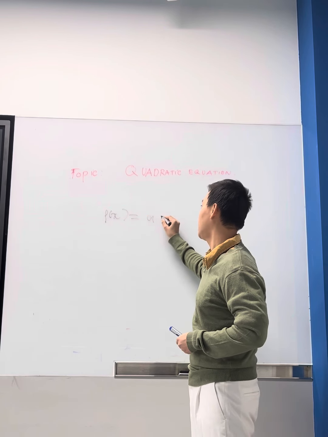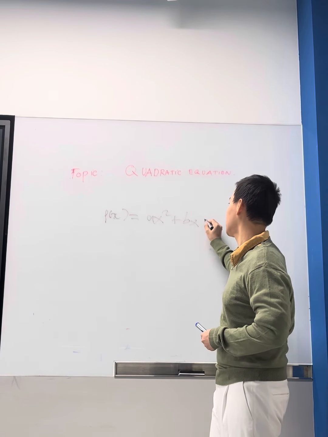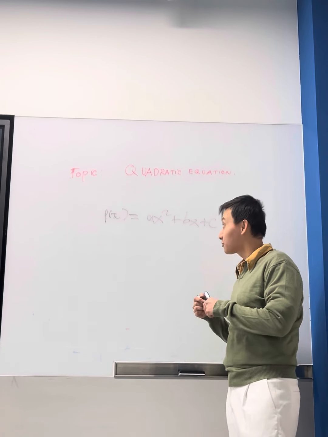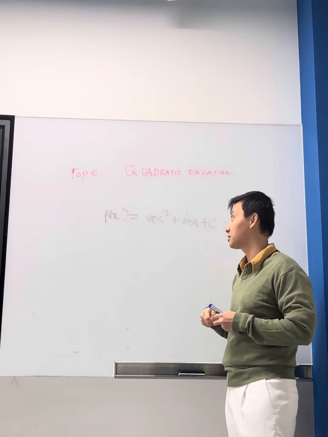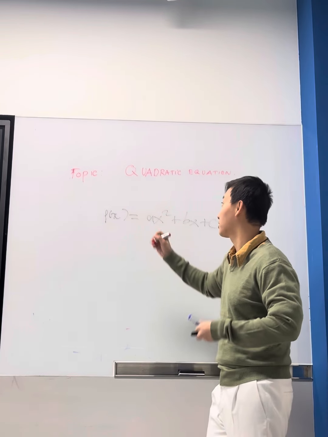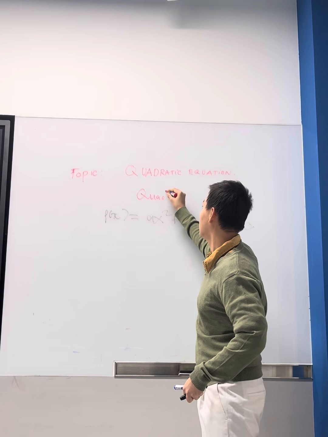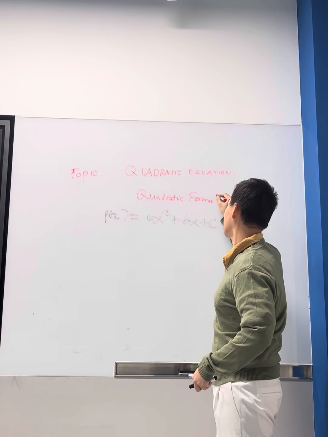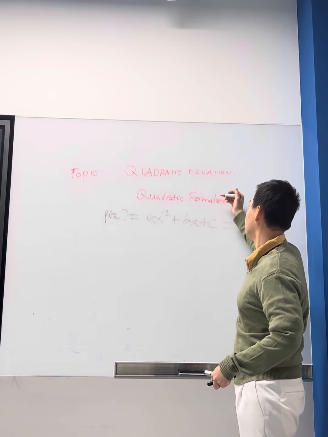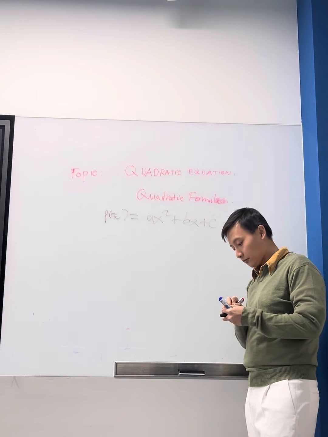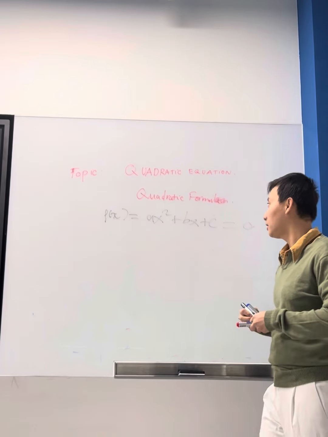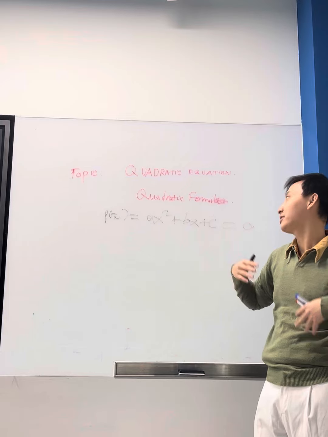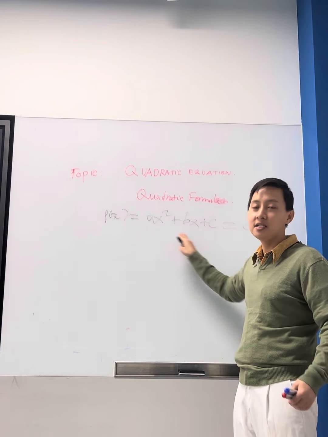f(x) equal ax squared plus bx plus c equal to 0, right? With the quadratic equation, the last method is the quadratic formula. For this question, you can use this formula to apply to all types of questions. Don't worry about the coefficients a, b, c.